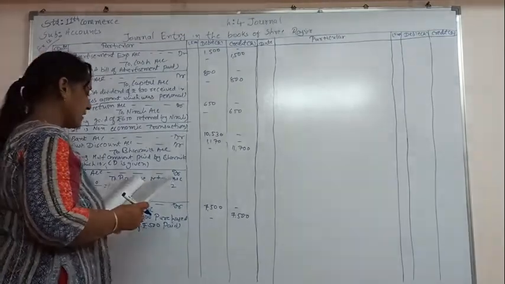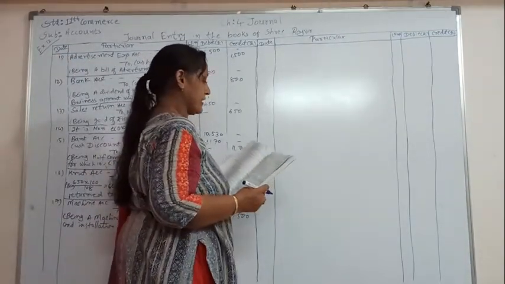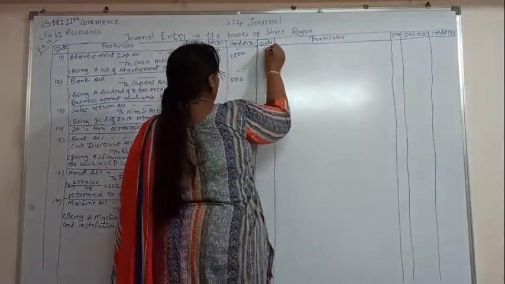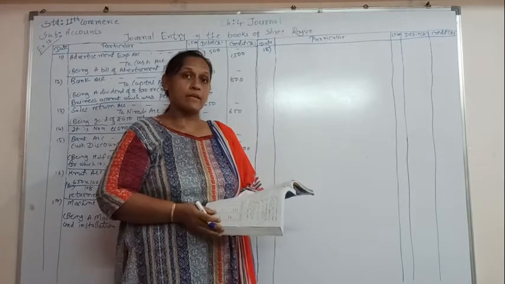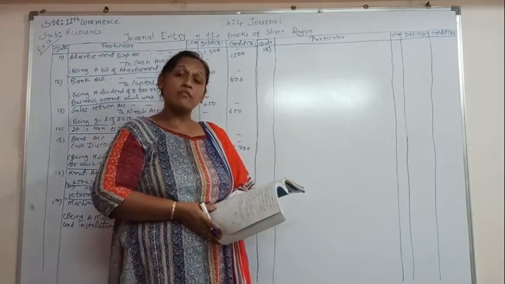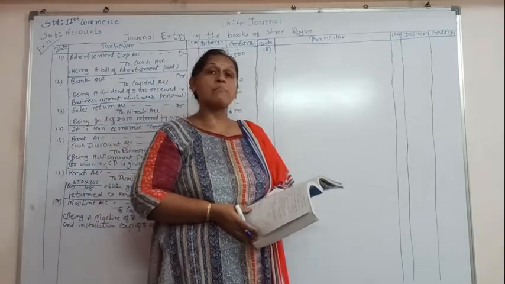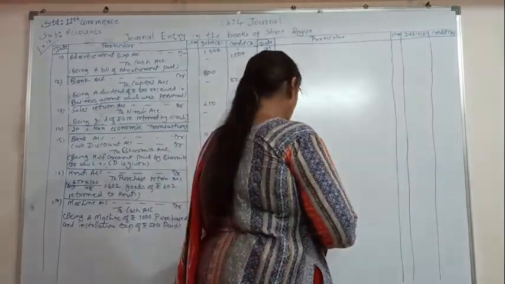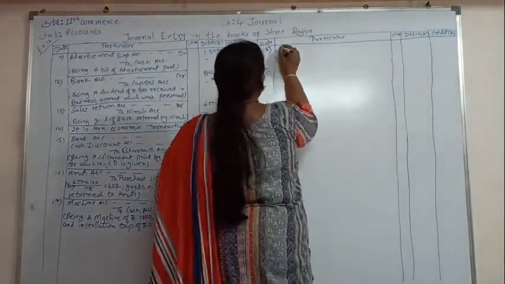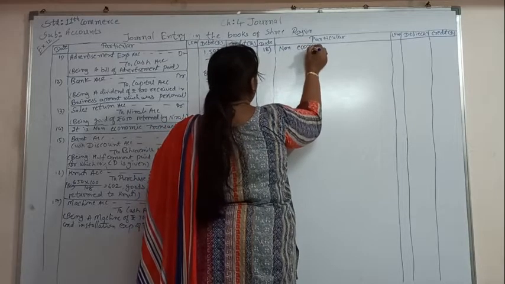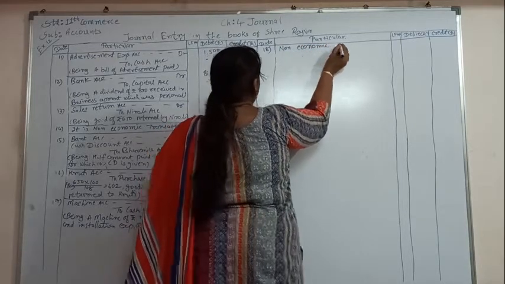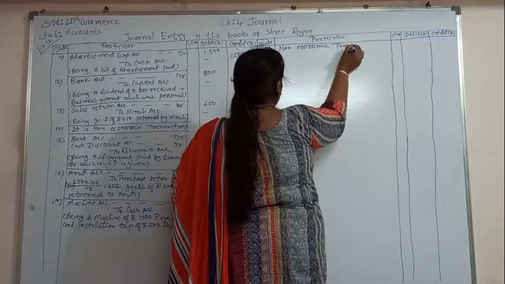Now let's see date number 18. Goods of rupees 300 received as a free sample. So these goods we have received as a free sample. So it is a non-economic transaction and we are not going to record it in the books of account. So this is a non-economic transaction.